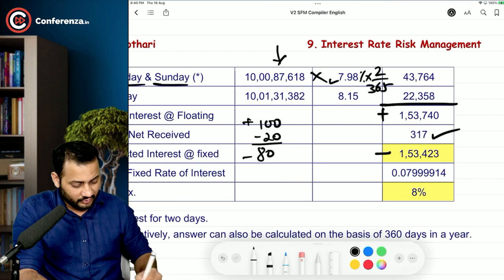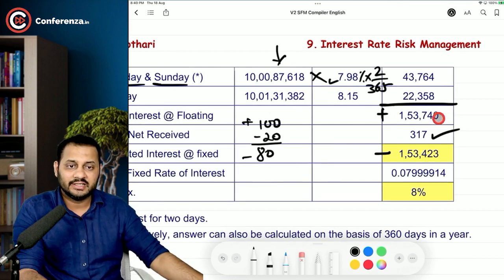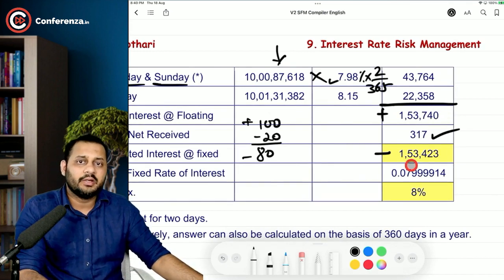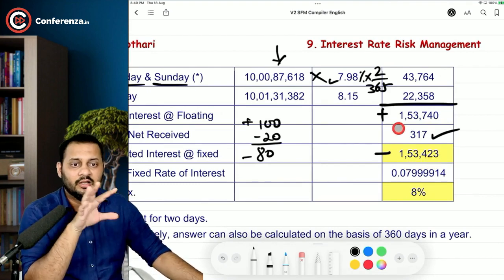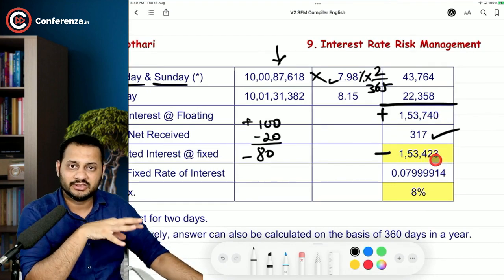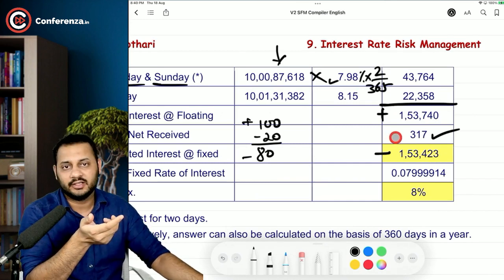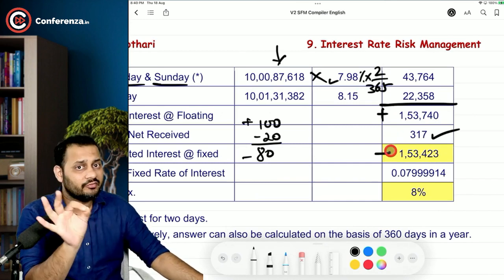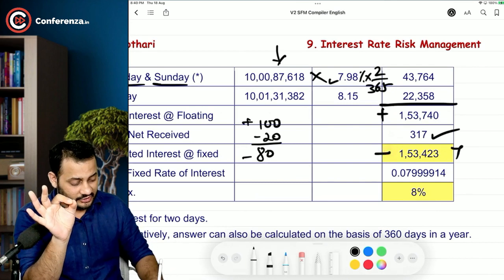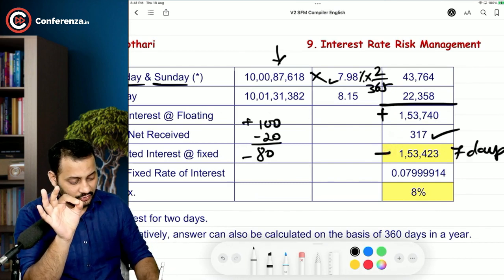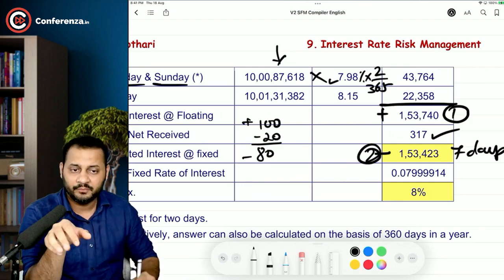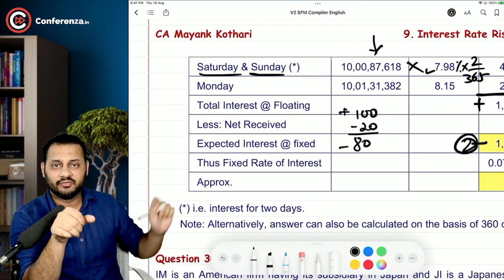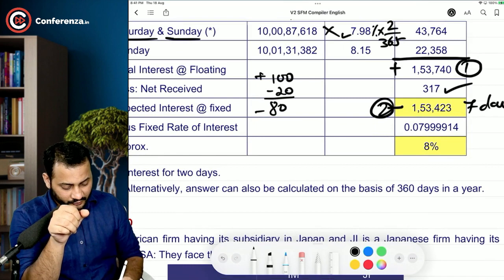With similar logic, we will say that our fixed rate payment would have been 153,423 for 7 days. Receivable was this much, payable was this much, and that's why we received only 317 rupees. Now you have the fixed rate amount, but this is for 7 days. This is your first leg, this is your second leg. Both the legs are calculated and we can easily calculate the fixed rate of interest like this.